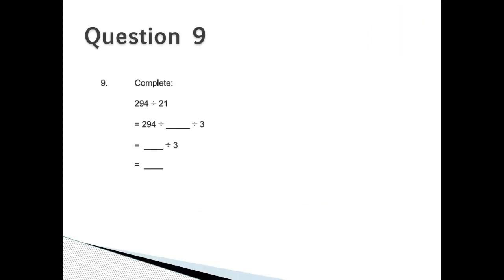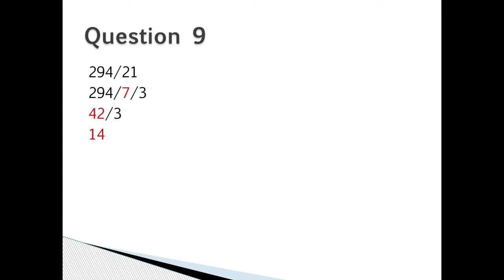Question 9. Complete 294 divided by 21 using a breakdown method. So, 294 divided by what divided by 3, which is equal to what divided by 3, which is equal to how much? The missing numbers are 294 divided by 7 divided by 3. 42 divided by 3, which is equal to 14.